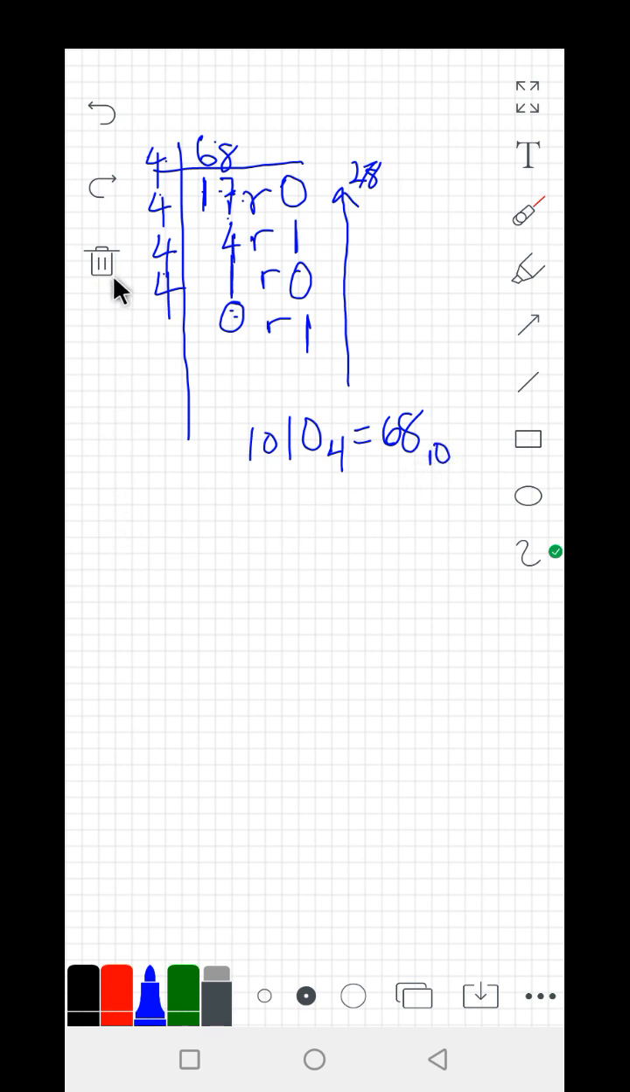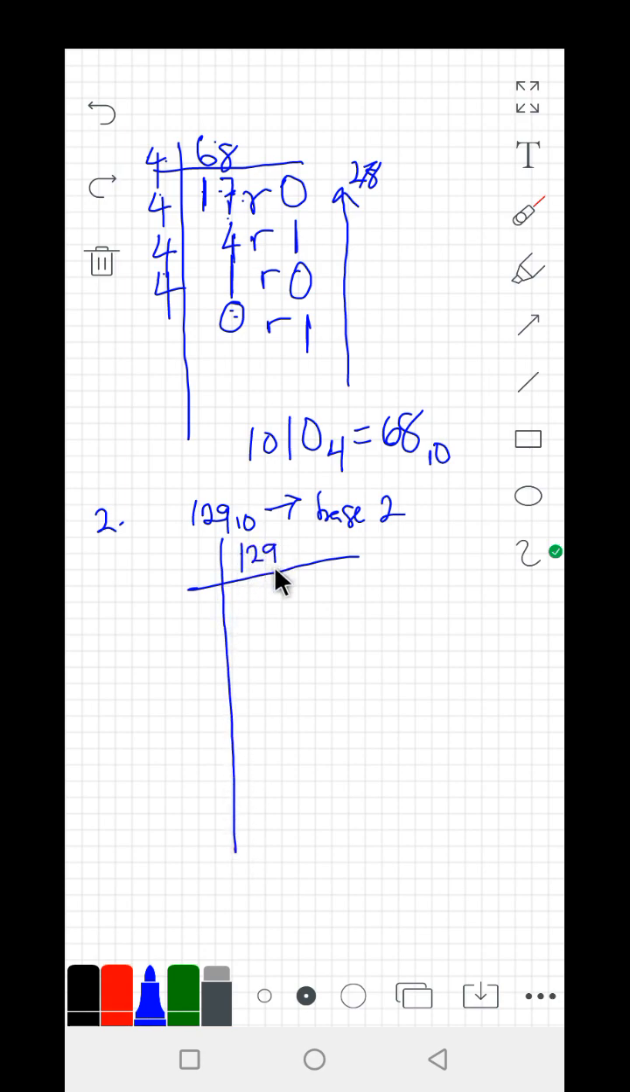Okay, this was for our first example. Our second example was 129 base 10 to base 2. So we do the same thing. You bring in 129 and you fix in 2. 129 divided by 2, we take it one after the other. You can't go with 1, so you take the next one, 2. That makes it 12 divided by 2, 6. Now there is 9 here.